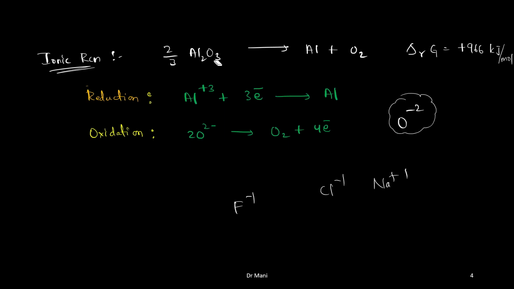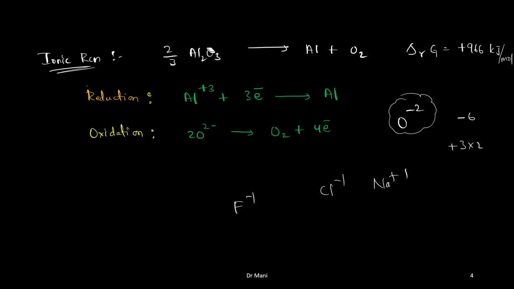So it is Al2O3. That means 3 oxygens, making -6 charge. Those -6 should be balanced by 2 aluminum. So what will be the charge of the aluminum? Obviously, 6 divided by 2, so it will be +3 charge. You understood? Yes, sir.